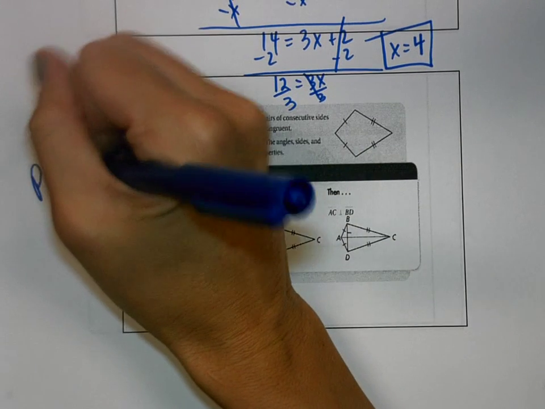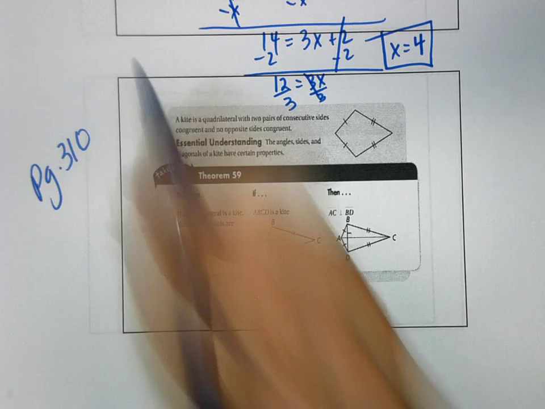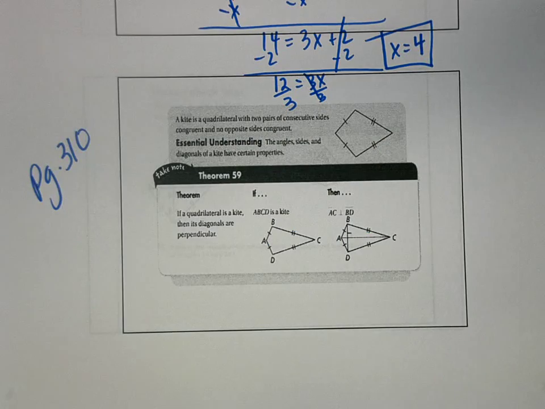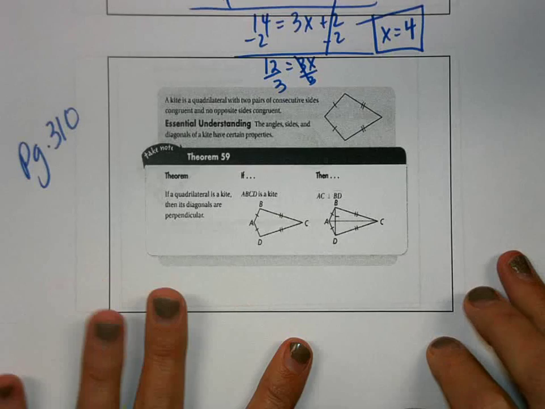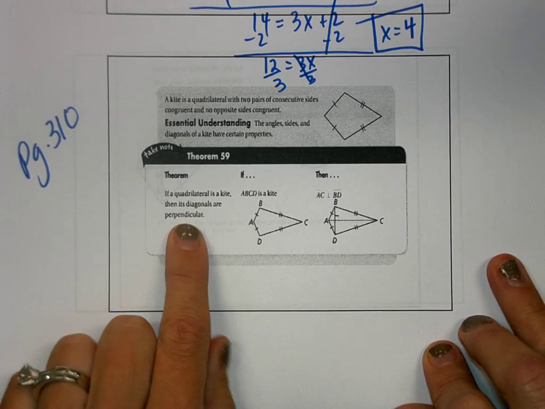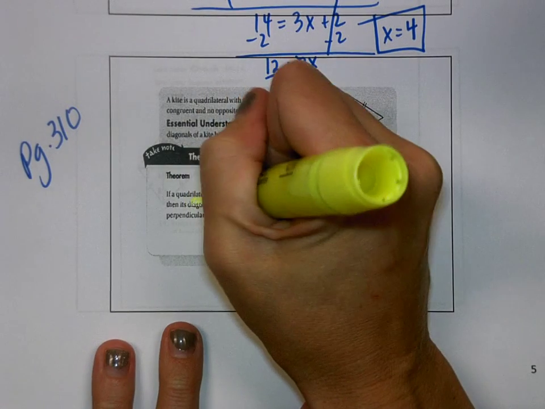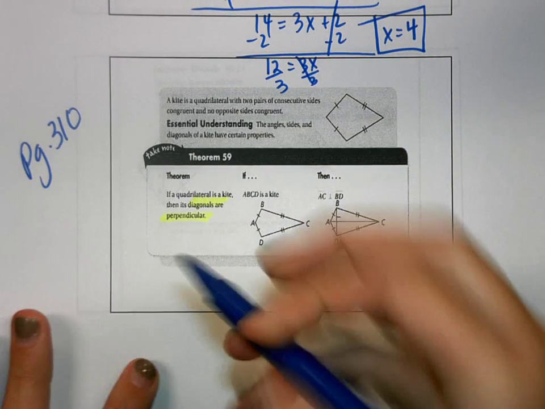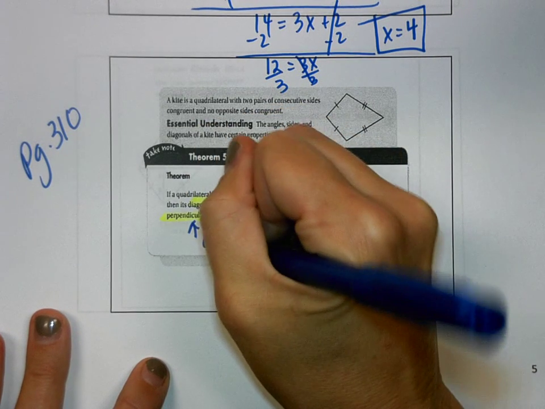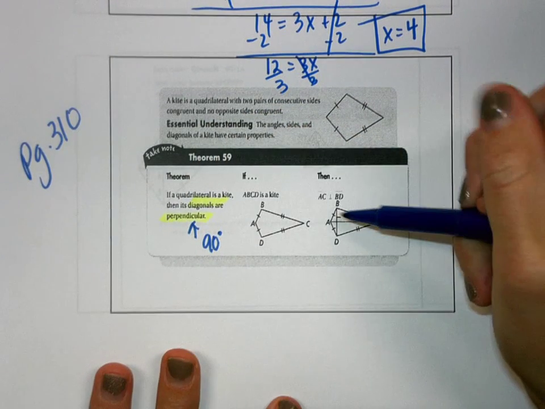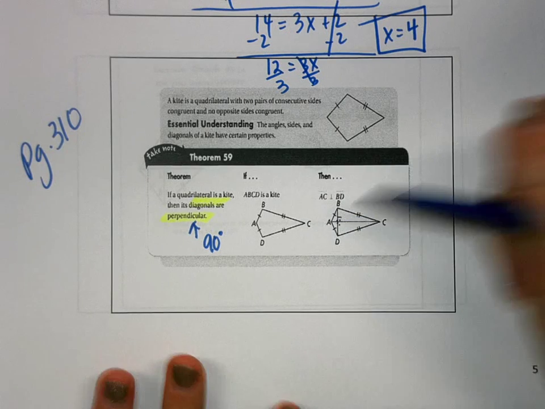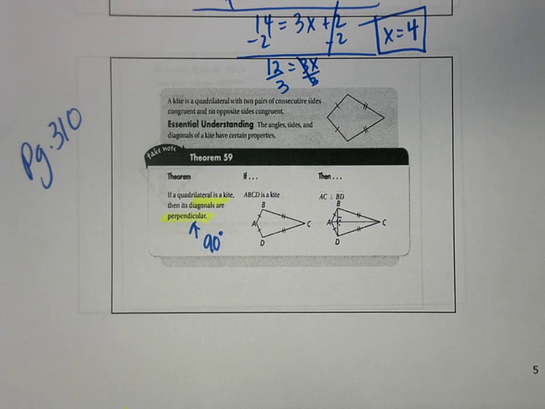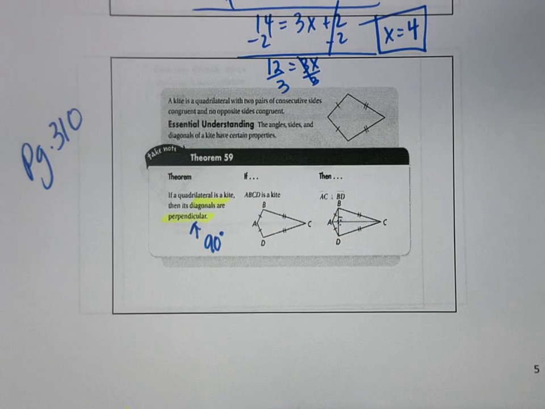Okay, moving on, still on page 310, we're going to start looking at kites. So a kite, it says if a quadrilateral is a kite, then its diagonals are perpendicular. And again, we remember that perpendicular means 90-degree angles. So right here, you can see at this point, it's making all of those angles 90 degrees. If the diagonals are perpendicular, there's 4 90-degree angles right there.